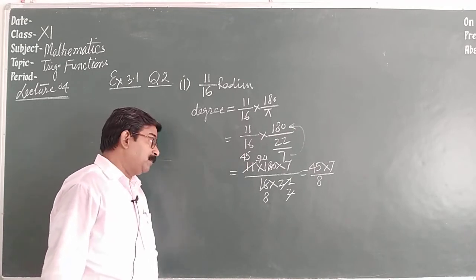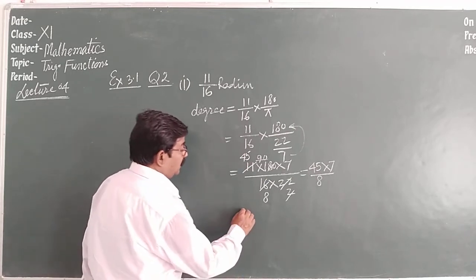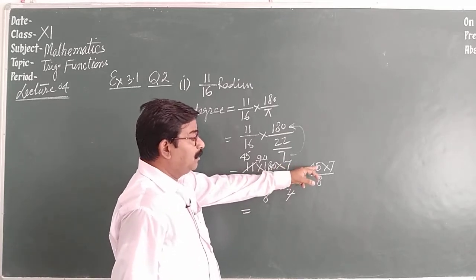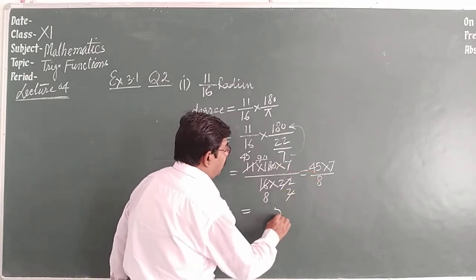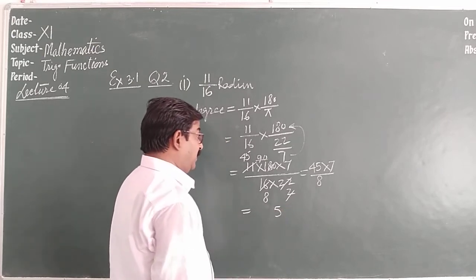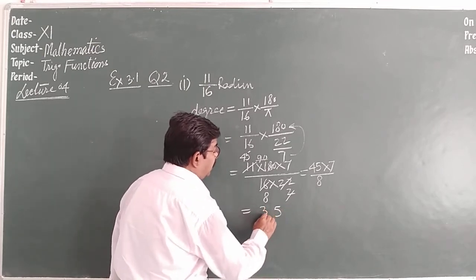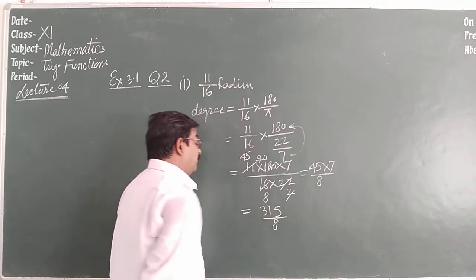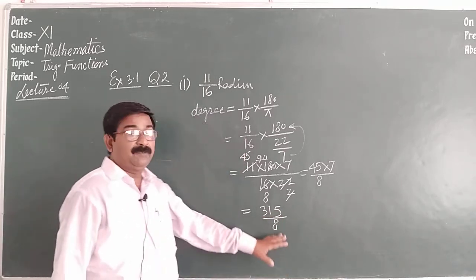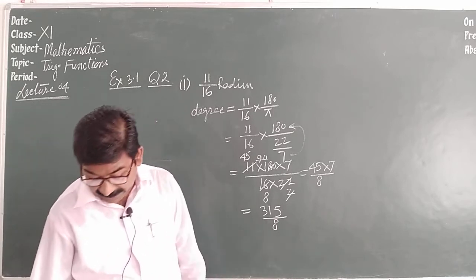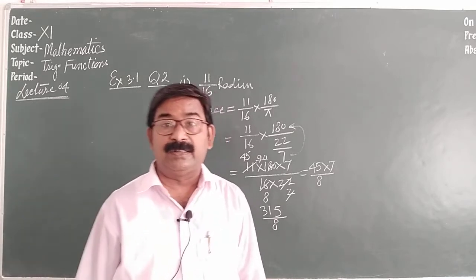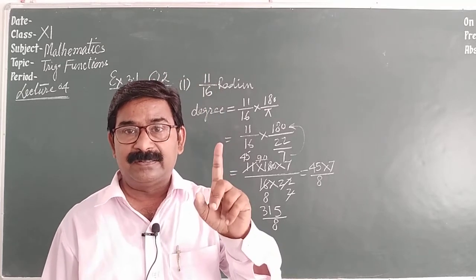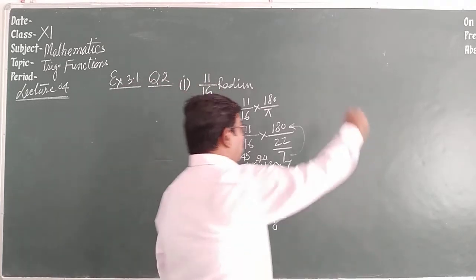Now we will multiply and divide. See, 45 into 7. 7 5s are 35. Taking 3, 7 4s are 28 and 3, 31, so 315 upon 8. Now we have to divide this 315 by 8. And you have to answer this question up to degree, minute and second. Let's see how to divide.